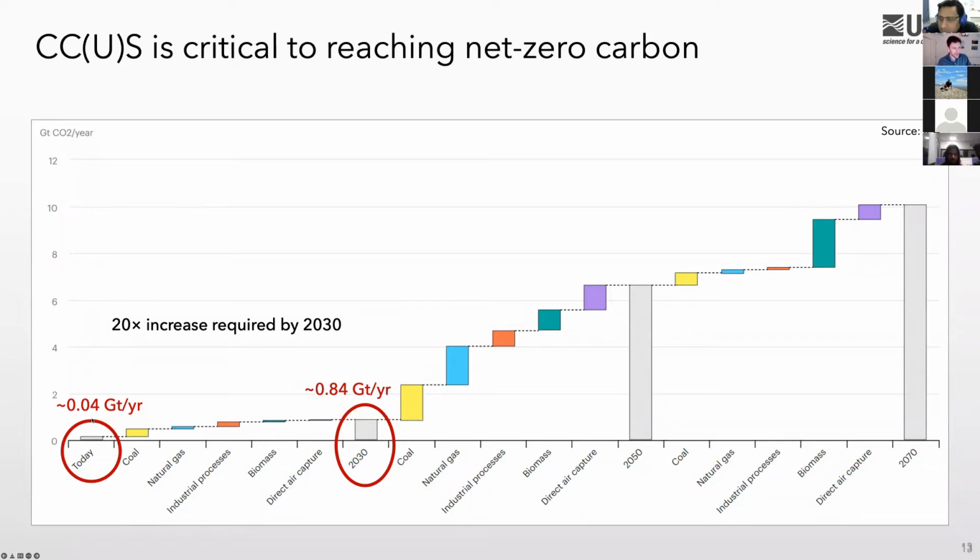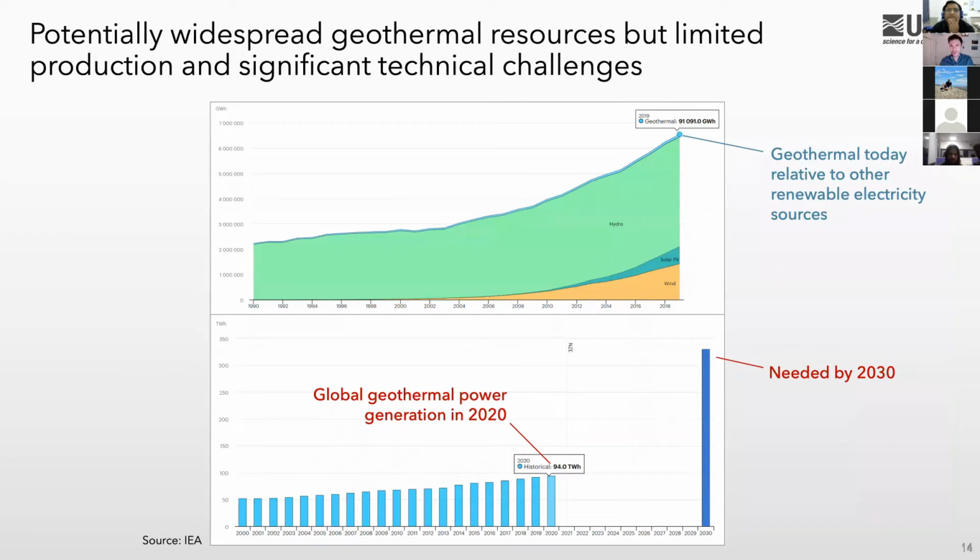So if we look at today, we're putting a very small amount of carbon underground, about 0.04 gigatons per year worldwide. And to meet the IEA's model for achieving net zero emissions, carbon capture and storage is critical, and they estimate about a 20 times increase in storage is required by 2030. So all the carbon storage operations that exist now are tiny in comparison to what we need in just the next 8 years.